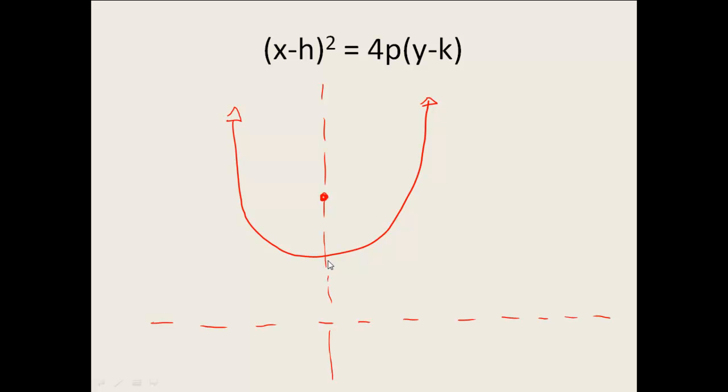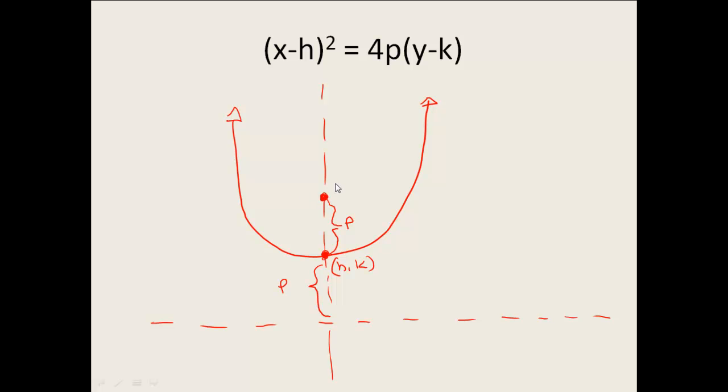We're going to start out the same way. H and K is still our vertex. So that's going to be our reference point for everything else we do. Like before, the focus is p units away, and the directrix is p units away. So we still have that same relationship there.